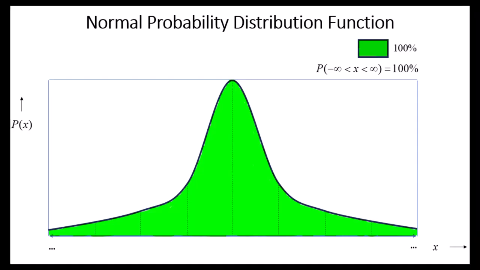Let's see some of the properties of normal PDF. The first and foremost property is that the mean of the sample data has the maximum probability. So deliberately in this graph on the x-axis, I have not put any values, and you should be able to make out based on the graph where the mean is.